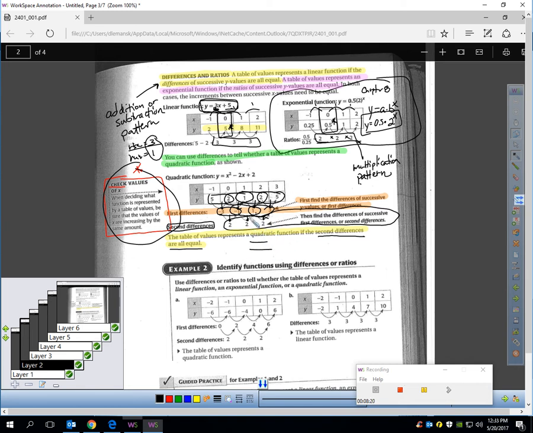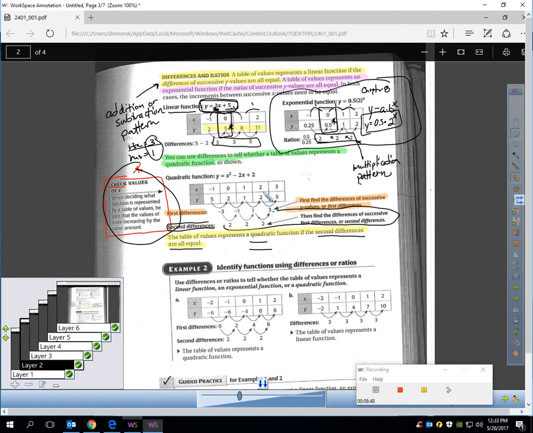Now, if I give you a question from scratch, I normally check, is there a linear pattern first? Let's go back to this problem and check. Is there a constant addition or subtraction pattern? Well, let me see. 5 minus 2 is 3. 2 minus 1 is 1. Okay, this can't be linear. I don't have a constant addition or subtraction pattern.